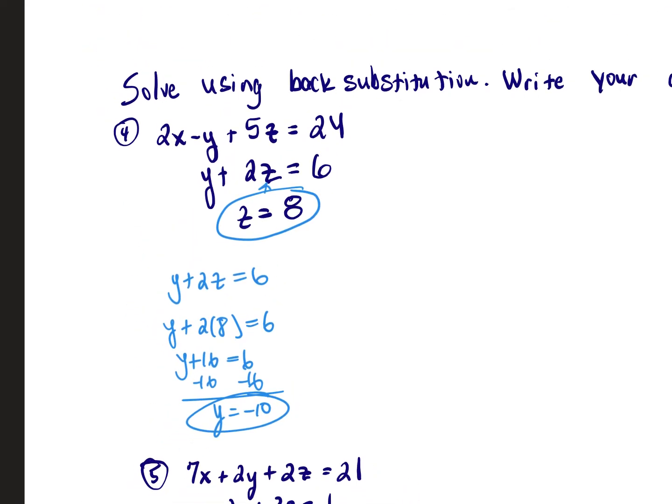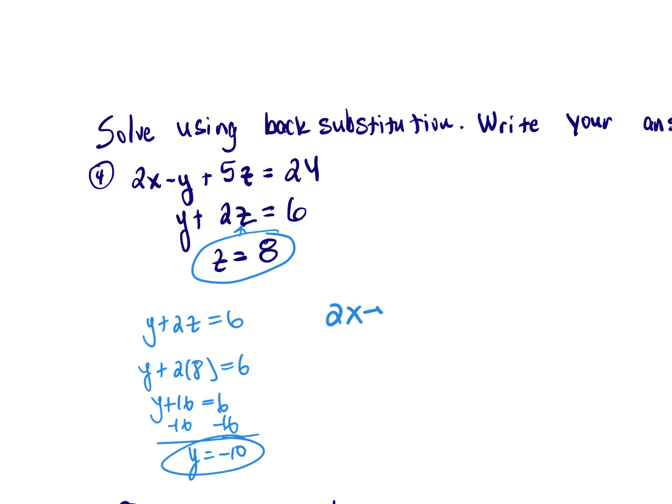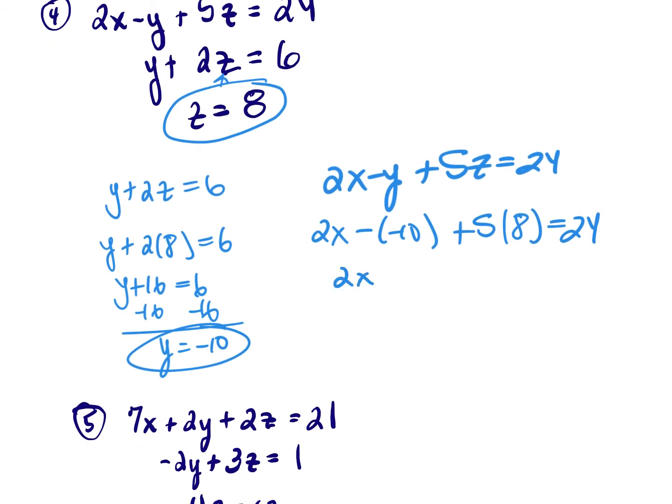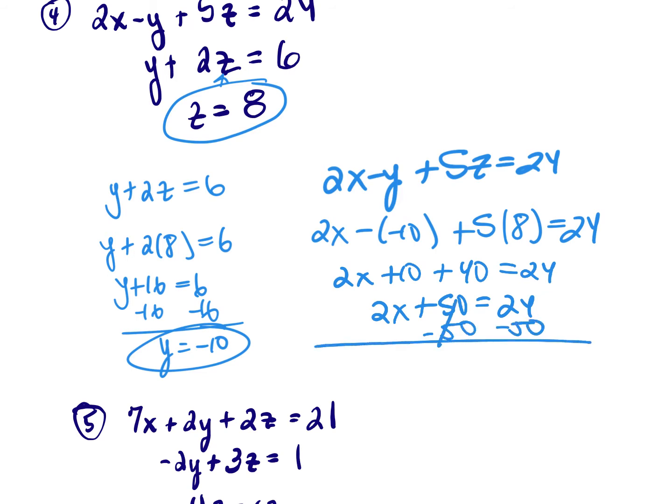So now I know what y and z are. I can figure out what x is. So 2x minus y plus 5z equals 24. So 2x, we don't know what x is, minus y, so minus a -10, plus 5 times 8 equals 24. 2x minus a negative is plus 10, great. 5 times 8 is 40 equals 24, good. So I have 2x plus 50 equals 24. Subtract 50 from both sides. 2x equals -26. So what does x equal?